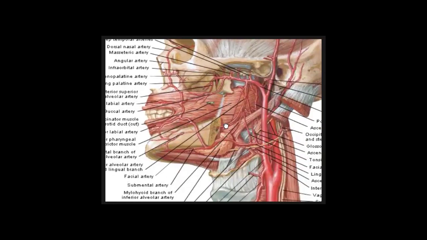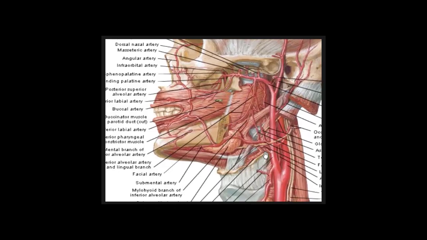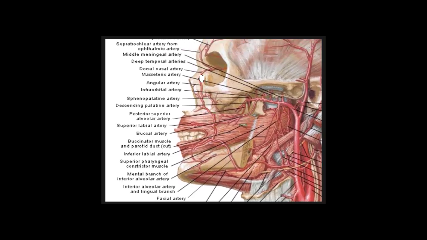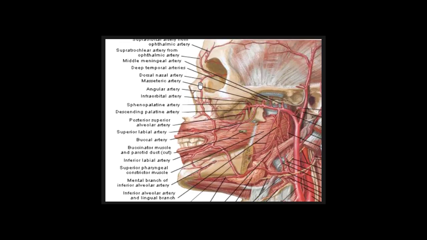Look at the picture, please. It's facial artery, a branch of external carotid. This is submental artery, one of the facial branches. This is inferior labial. This is superior labial, branches of the facial artery. At the end, facial artery turns to angular artery that anastomoses with dorsal nasal artery.